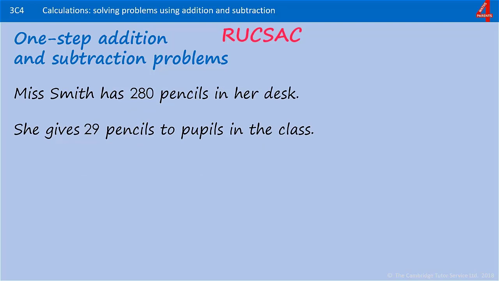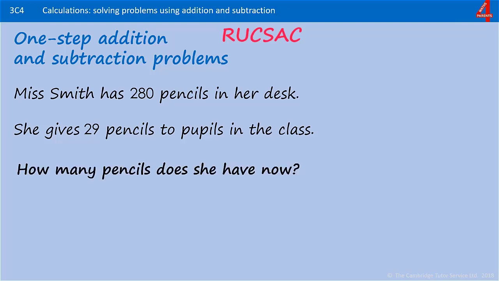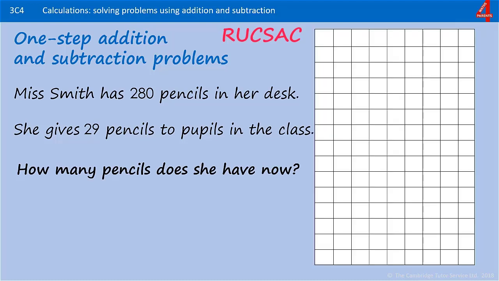She gives 29 pencils to pupils in the class. How many pencils does she have now? What's this question asking us to do? She has 280 pencils. She gives 29 pencils. The clue here is in the fact that she gives some to someone else.